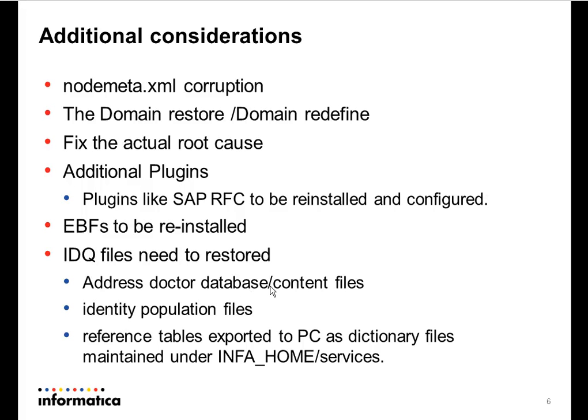Now coming to the additional considerations. If the node meta.xml is corrupted or missing, you would need to decide if you want to define the gateway or the worker node again. If the domain DB is corrupted as well, you need to completely redefine the domain. I recommend using a fresh installation instead, unless you have a recent domain backup which you can restore, and run the update gateway node command on it. No matter how we are recovering, the actual root cause is how the file got deleted. Find and fix the cause to avoid downtime scenarios in future.